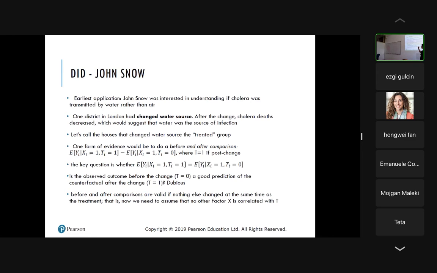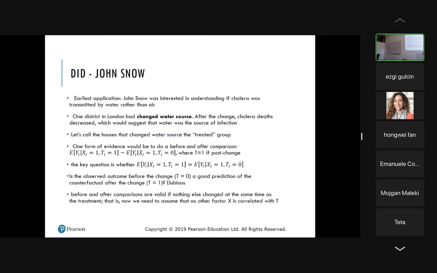Okay. Then the key question is: is this conditional mean the same? If this is the same, this means that actually the change in the water source doesn't affect the transmission of cholera, right? Okay. And then why are we concerned about just comparing the before and after conditional mean? Because the question is: is the observed outcome before the change a good prediction of the counterfactual after the change? So what does it mean?